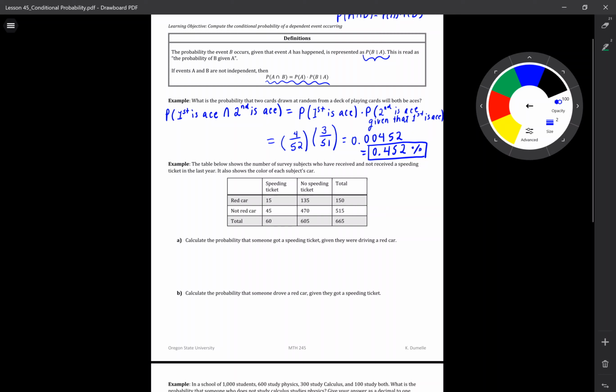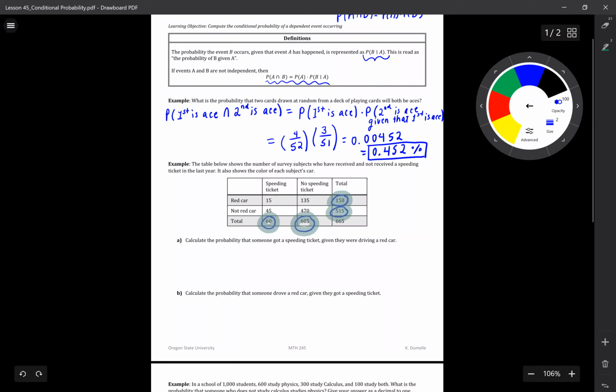Okay, let's do another example. The table below shows the number of survey subjects who have received and have not received a speeding ticket in the last year. It also shows the color of each subject's car. This is a special kind of table that we will deal with in the next example as well. Here we have speeding tickets for if you are driving a red car and if you are not driving a red car, and then no speeding tickets, again, for not driving a red car and for driving a red car. This is the total number of speeding tickets, this is the total number of not speeding tickets, this is the total number of red cars, and this is the total number of not red cars.